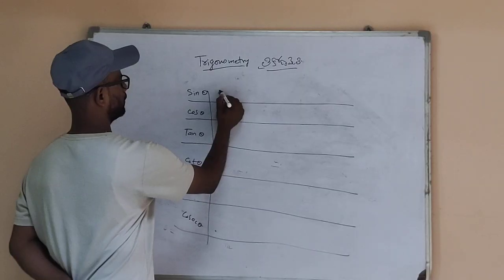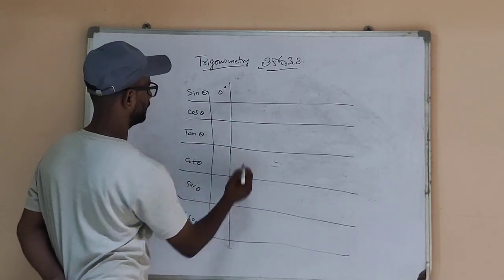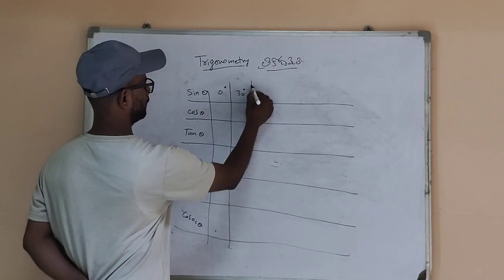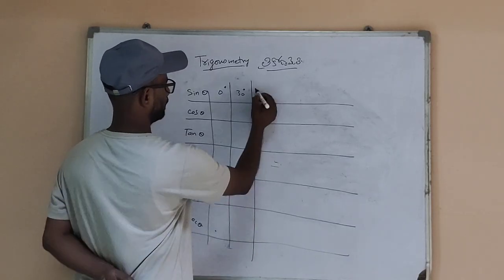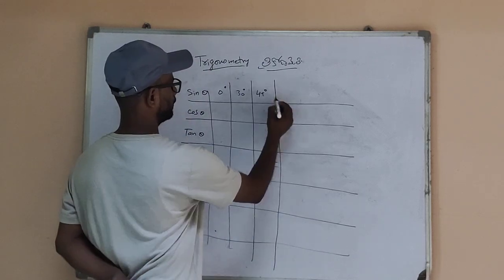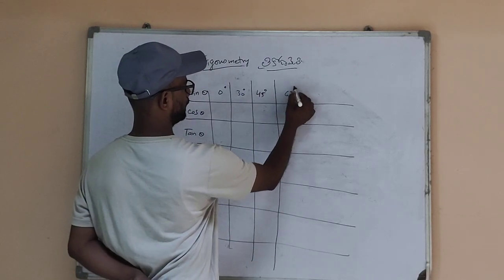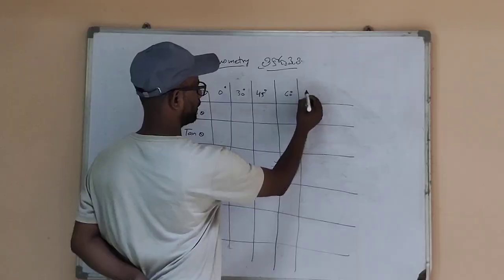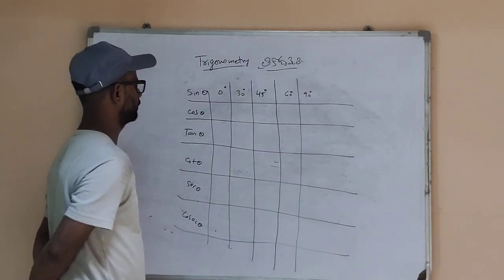First it starts with 0 degree, next 30 degrees, next 45 degrees, next 60 degrees, the last one is the 90 degree.